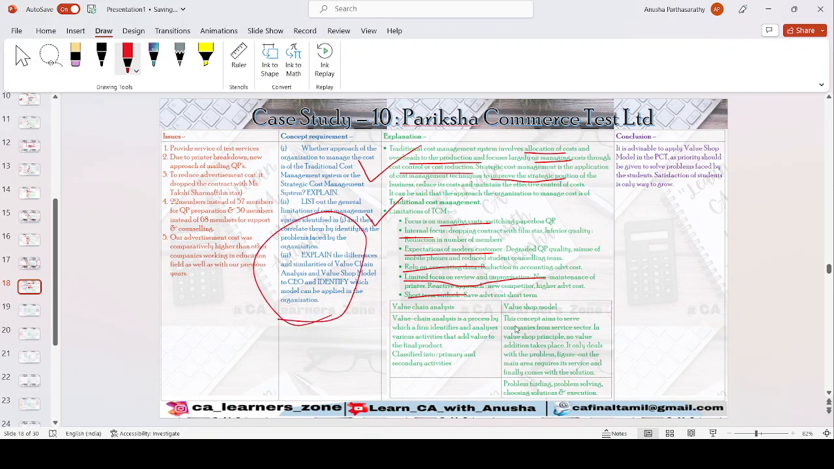Value chain is a process by which a firm identifies and analyzes various activities that add value to the final product, classified as primary and secondary activities. While the value shop model would be, I'm not going to serve you anything, but I'm going to help analyze and finally come out with a solution. So problem finding, problem solving, choosing solutions, and execution would be my primary activities. Secondary activities will remain the same.